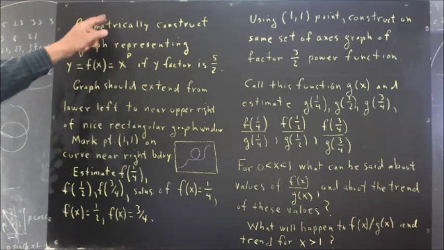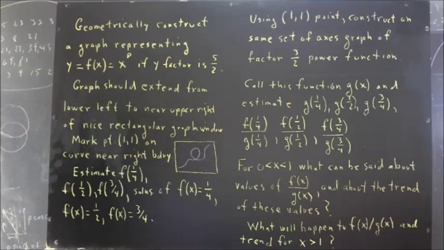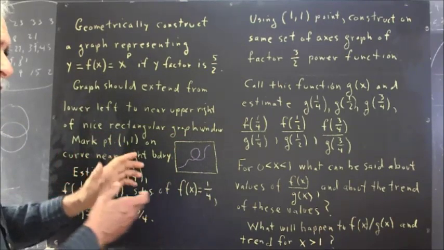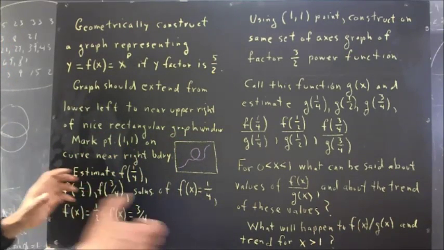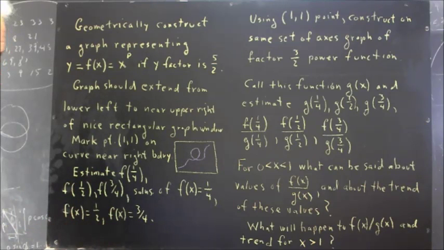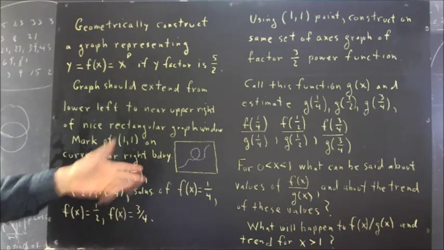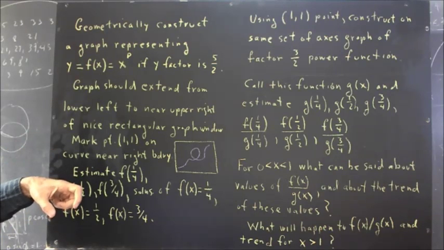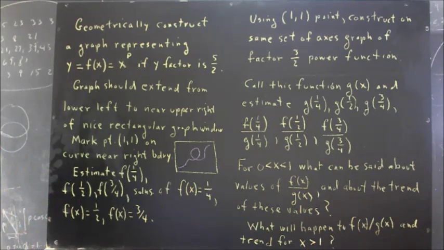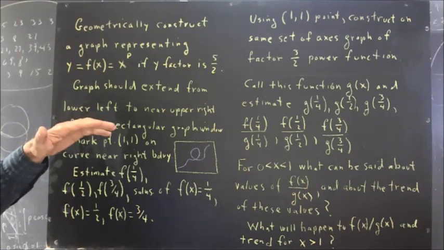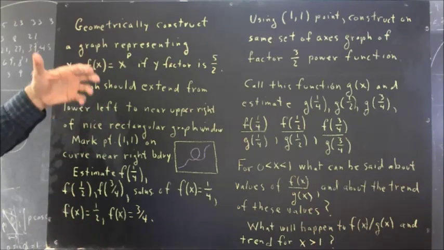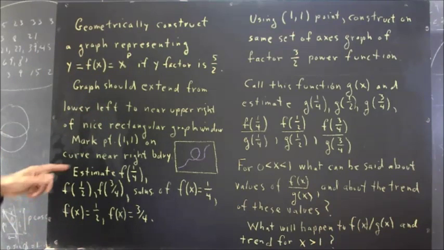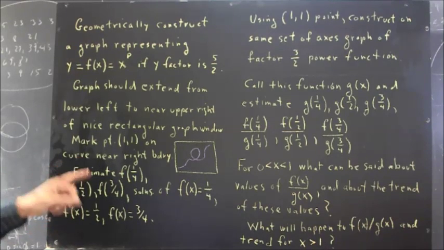So we want to construct that graph in a rectangular window that's not too narrow. Okay, just ballpark, it shouldn't deviate from square by any more than a golden rectangle, if you know what that means. It means it shouldn't be more than about 1.6 times as wide as high, and no more than 1.6 times as high as wide. Okay, now, then we want to estimate f of 1/4, f of 1/2, f of 3/4.